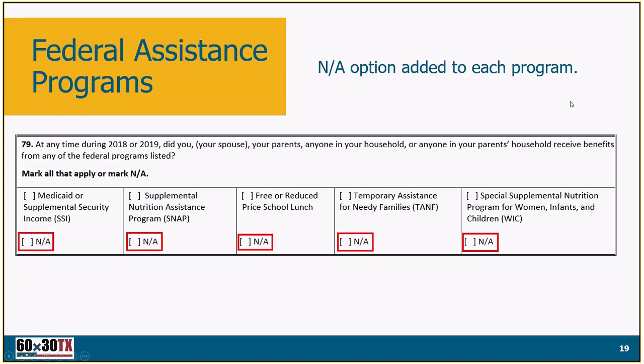The next piece was adding an NA option to the federal assistance programs. It did indicate last year to just leave it blank if they didn't apply, but institutions were saying they weren't really sure if students were inadvertently forgetting that one or if they were leaving it blank because they didn't have it. So adding an NA would be helpful so that at least for each one of these things they're marking some designation, yes or no.